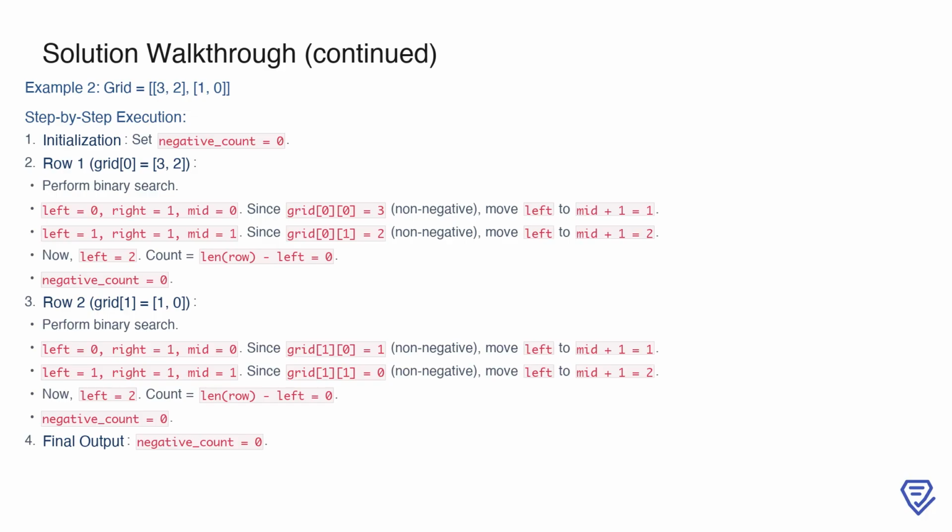Again, left is equal to the length of the row, so there are no negative numbers in this row either. The count of negatives is 0, and negative_count remains 0. The final output for this example is 0.